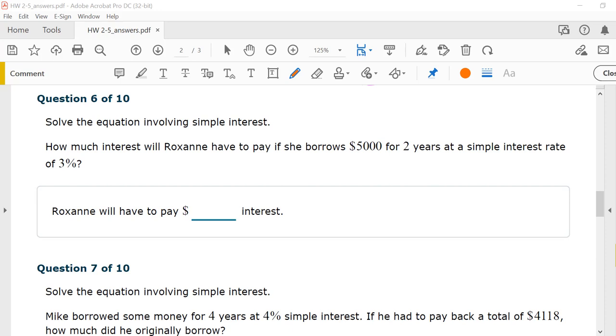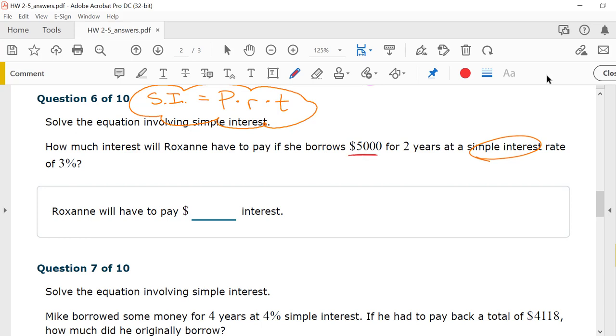Number 6, how much interest will Roxanne have to pay if she borrows $5,000 for 2 years at a simple interest rate of 3%? Okay, simple interest. There's another formula here. Simple interest is equal to the principal times the rate times the time, but you got to be careful. Time has to be in years. Okay, there's your formula.